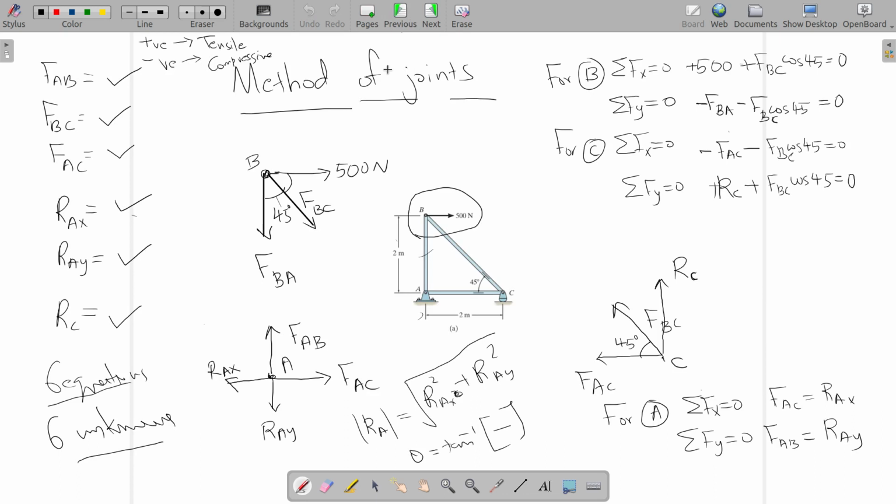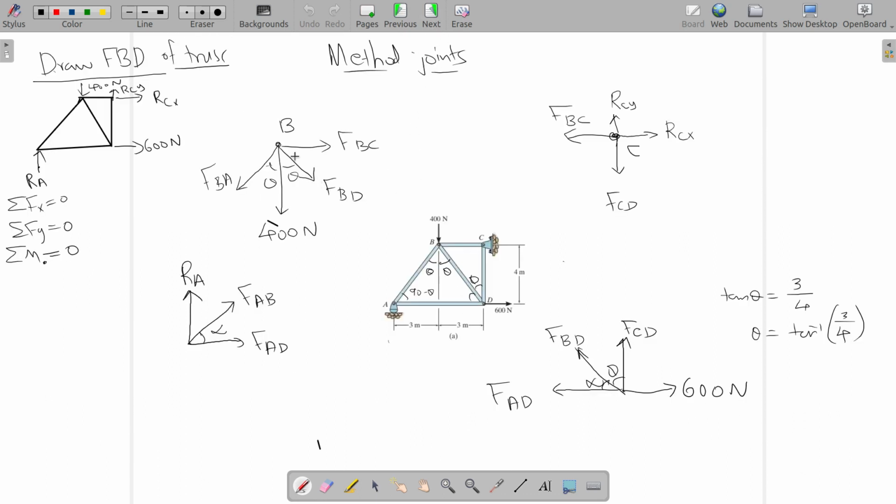Remember, in the previous case we started solving joint by joint and found out all the unknowns, and here we found out that when we solve joint by joint, you can solve the problem, but it's a little difficult. So it's a good idea to start by finding out the support reaction. So always remember this step. Start with support reactions. Draw the free body diagram of the whole truss, find out the support reactions.